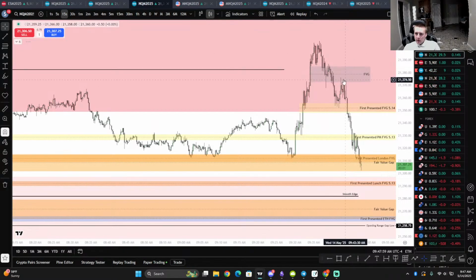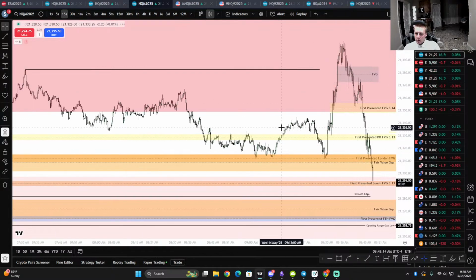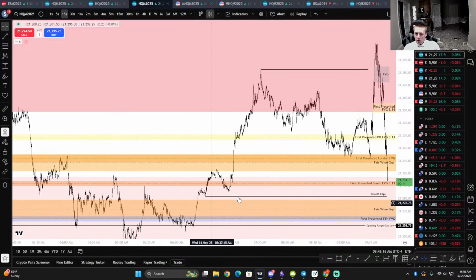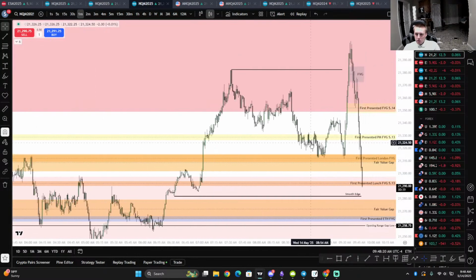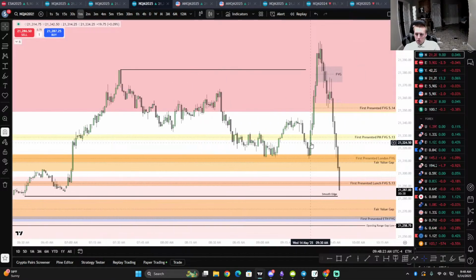The entry could have been at this inversion fair value gap. Notice how we created it, used it here as premium, traded below it, just using first presented fair value gap, trade back up into it, and now we get this displacement here. Now let's see if we want our smooth edge we marked out. Just nice heavy price action there.